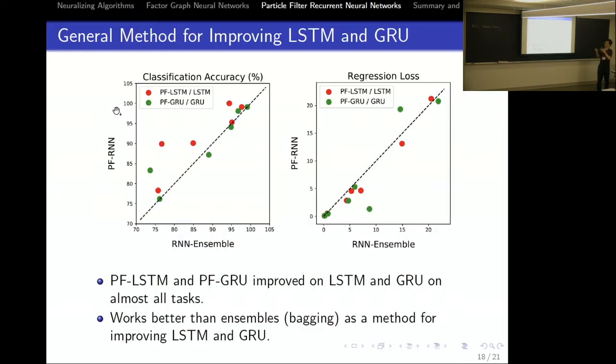Because it's encouraging, we want to claim it's a general purpose method that can improve LSTM and GRU. Then we think, what are other general purpose methods? Ensembles, so we try to compare with ensembles. It outperforms them most of the time. This quadrant means that the PF version outperforms, and this side showed it for regression, which uses a different quadrant. So it does outperform ensembles, and we are quite happy with that.